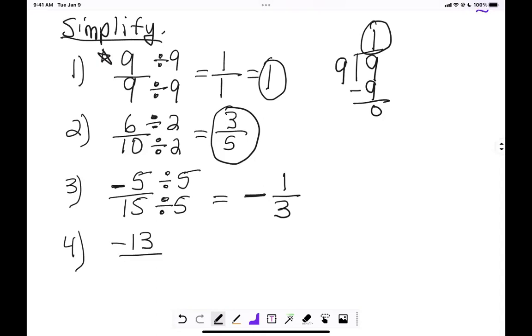Negative 13 over 0. I can't divide either of them by anything, but this is here to remind you that you cannot ever divide by 0. Undefined. This is the only one that'll be undefined when you divide by 0, because you cannot divide by 0.